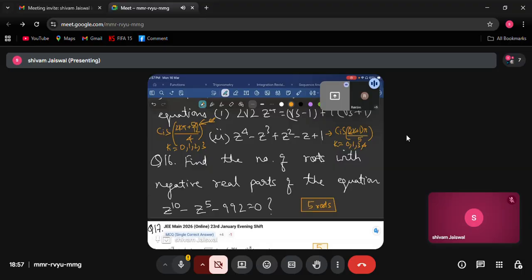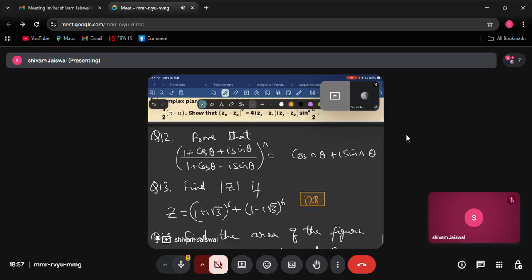Anyone else having any doubt? Tell me. Raktim, Devang, Shamili, Memel, Anani. Anyone having any doubt? No, sir.